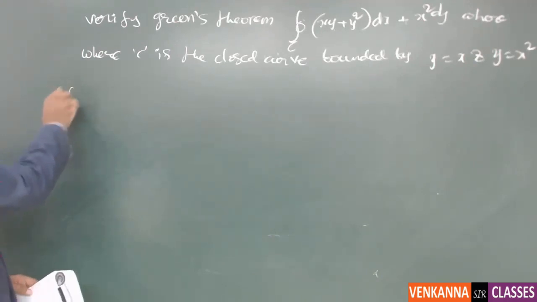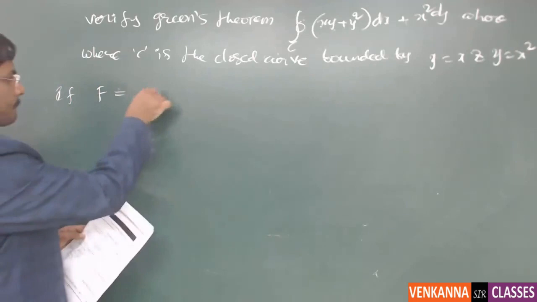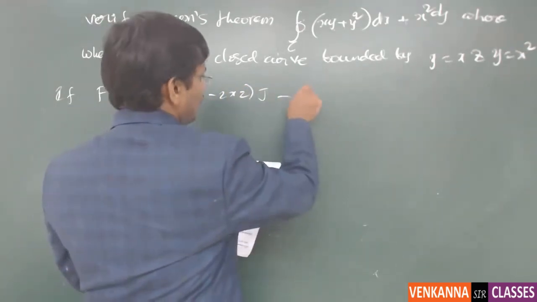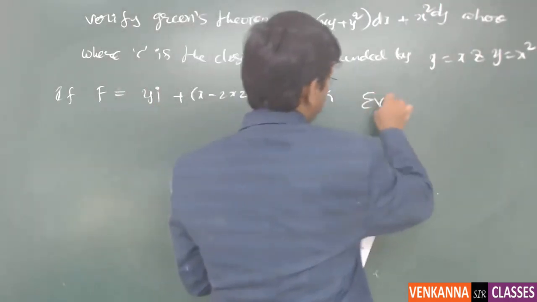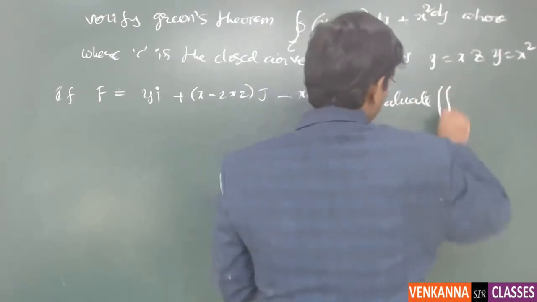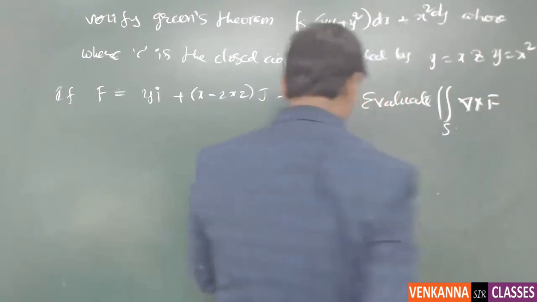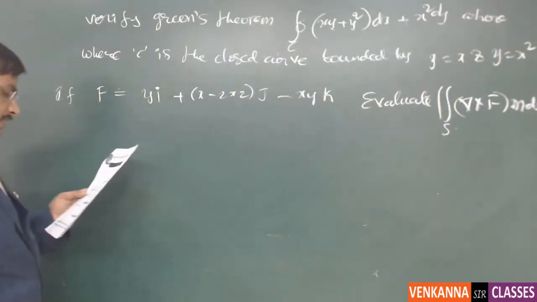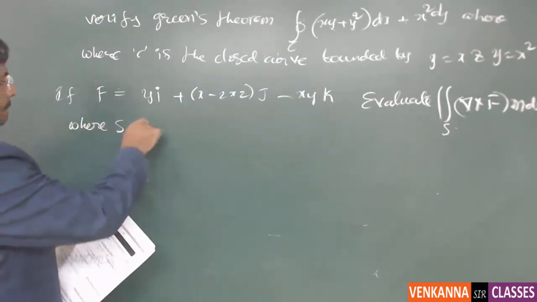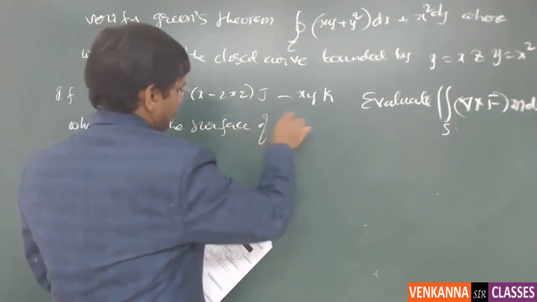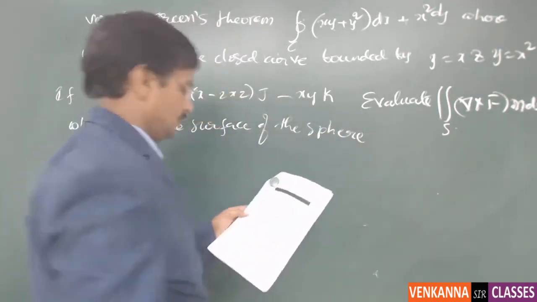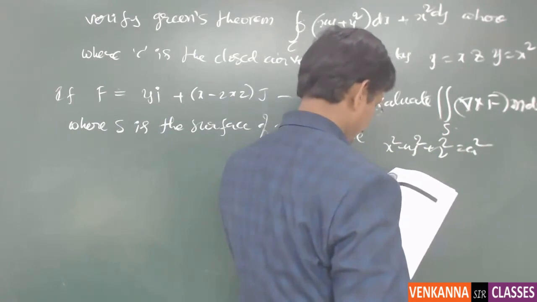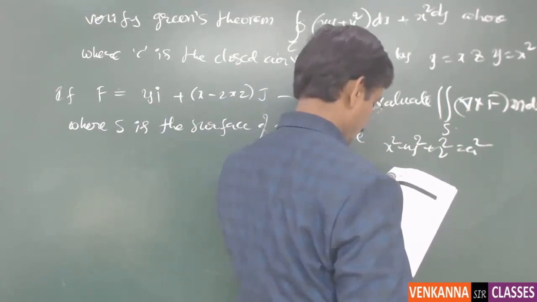If F equal to yi plus (x minus 2xz) j minus xyk, evaluate the double integral over the surface S of del cross F dot n ds, where S is the surface of the sphere x square plus y square plus z square equal to a square above the xy plane.